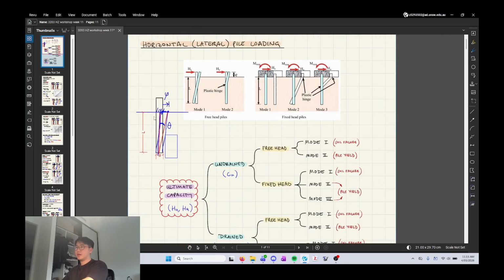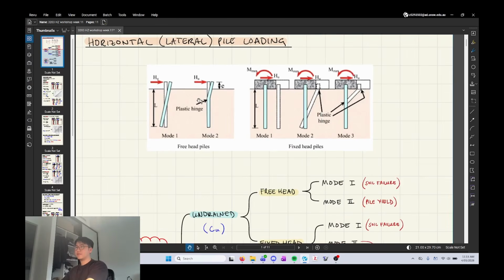All right, so I want to talk about different failure modes, right? So with those free head piles, where it's free to rotate at the top, basically there's two modes of failure. The first one is where the soil fails, right? So you can imagine the soil is too weak and then fails kind of like sideways and bearing. And the other type, this one, is where there's a plastic hinge which is developed in the pile.